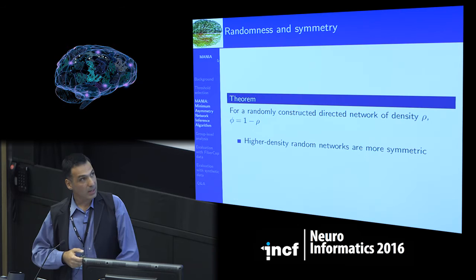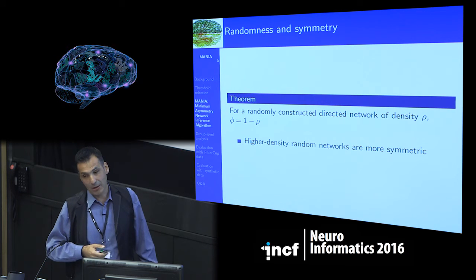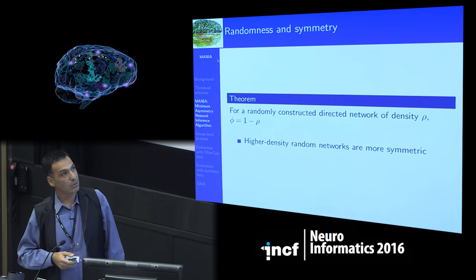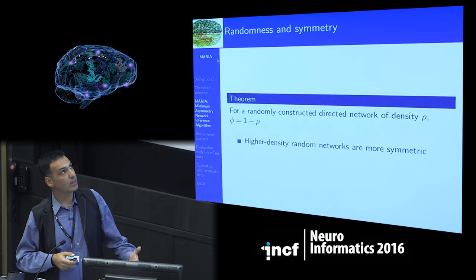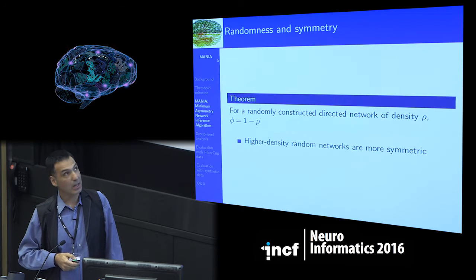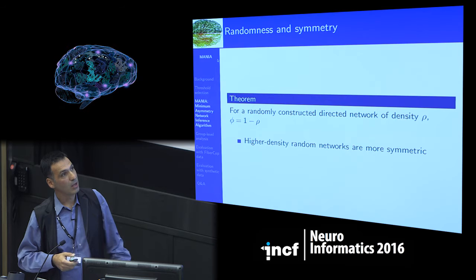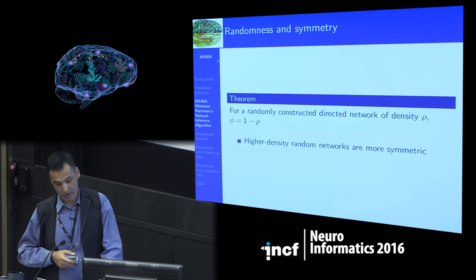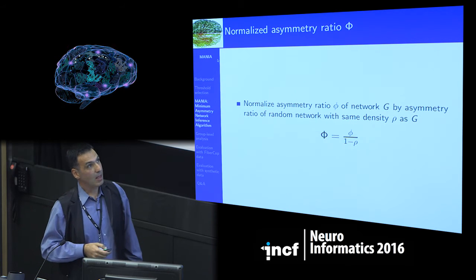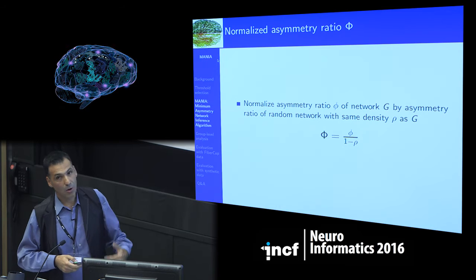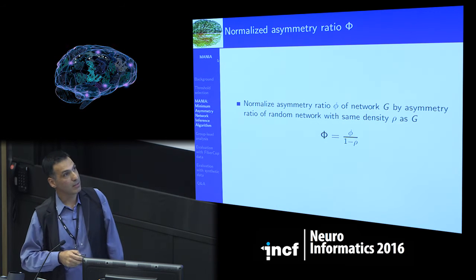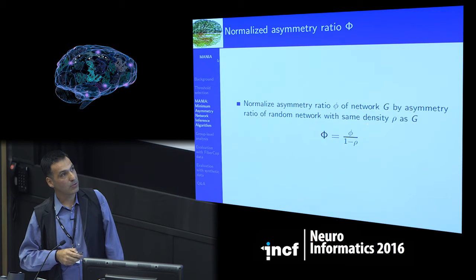So actually, one can show mathematically that if you have a randomly constructed directed network of density rho, then you should expect to have an asymmetry ratio of 1 minus rho, right? So the larger the density rho, the lower the asymmetry ratio that you should expect. So based on this very simple observation, we decided to normalize the asymmetry, the asymmetry phi that we measure in our tractography-based network for a given threshold tau.